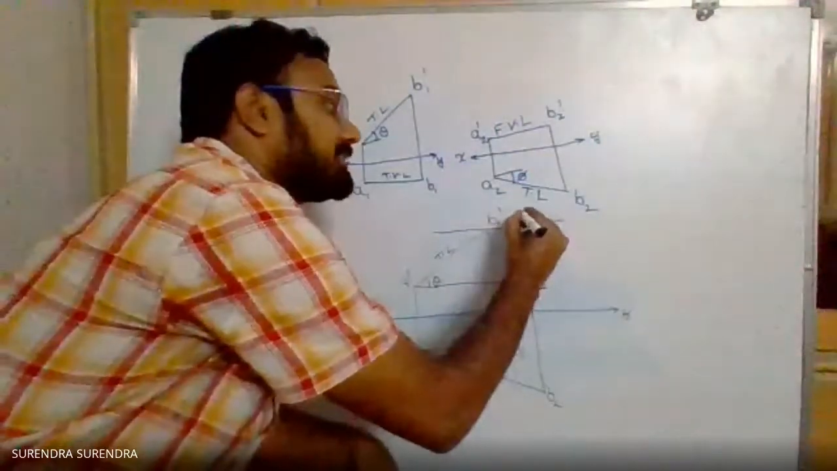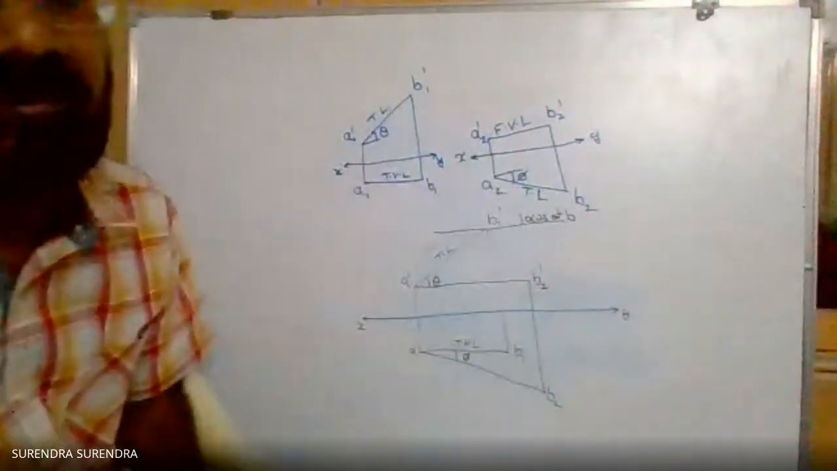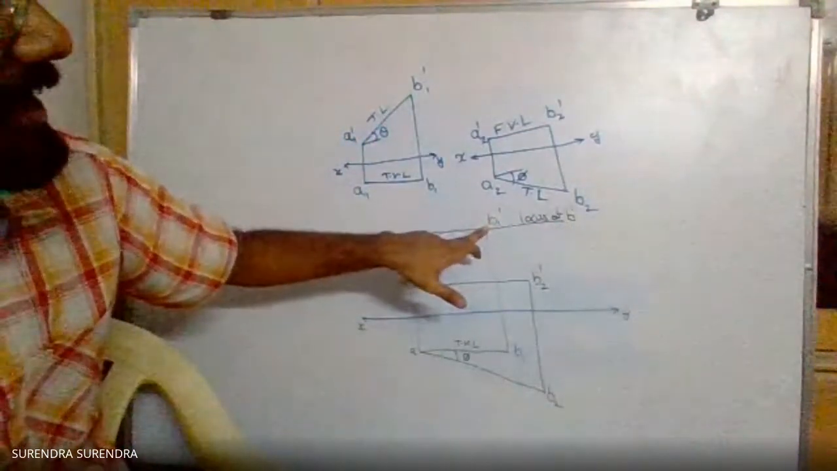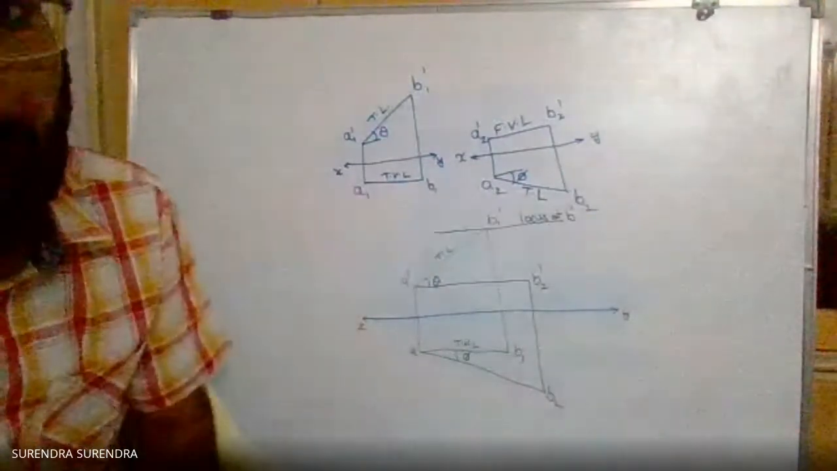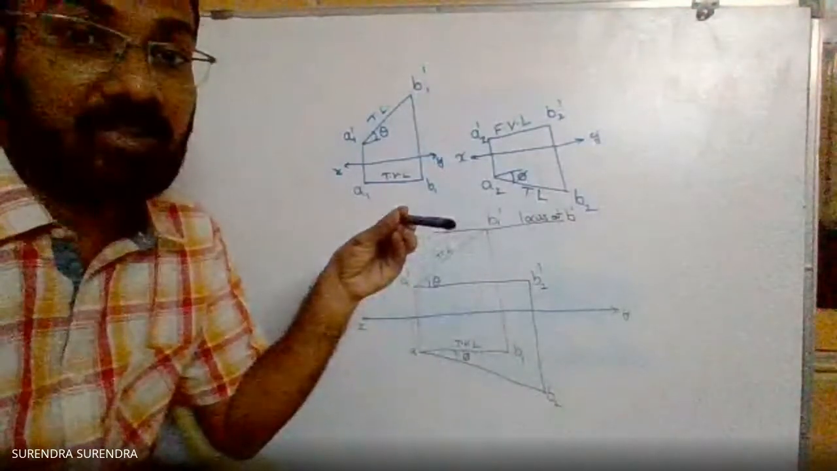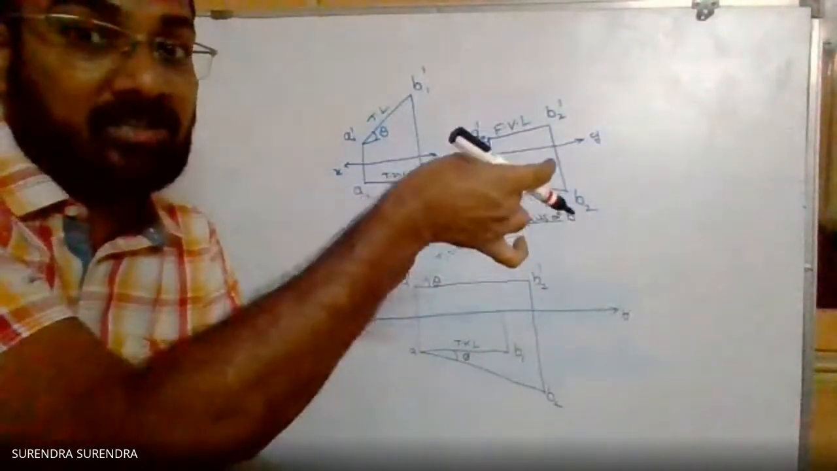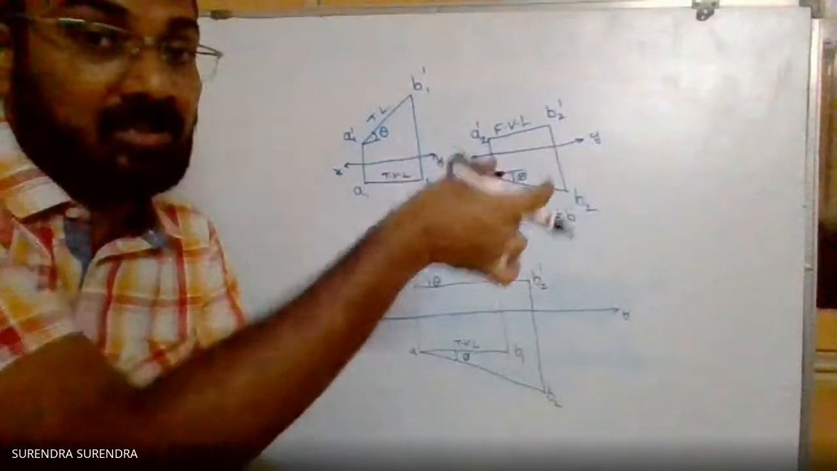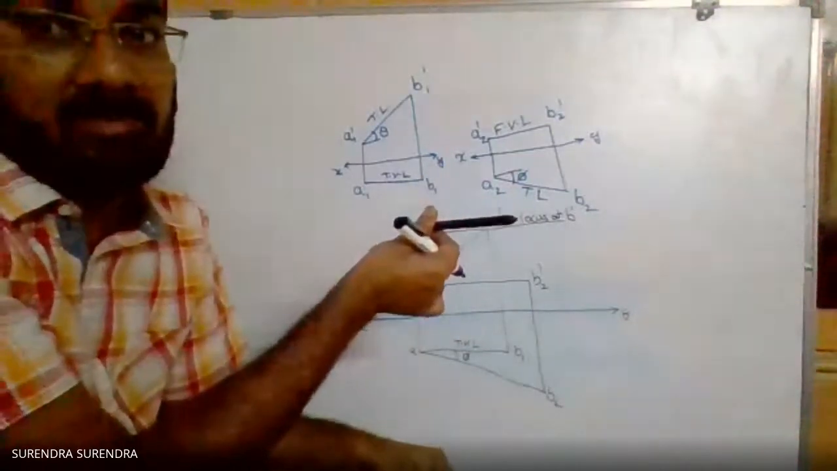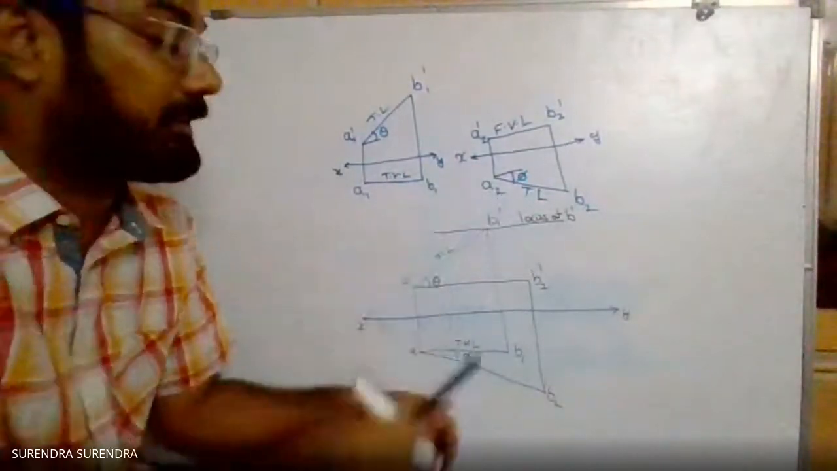So I'll indicate this as locus of B dash. On the locus of B dash, the horizontal line coming from B1 dash, the B dash point will exist. In the same way, when a line is inclined to vertical plane and you make it inclined with horizontal, the distance of the second endpoint with respect to vertical plane doesn't change.